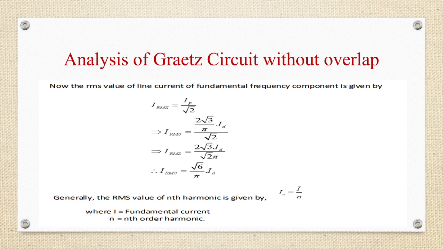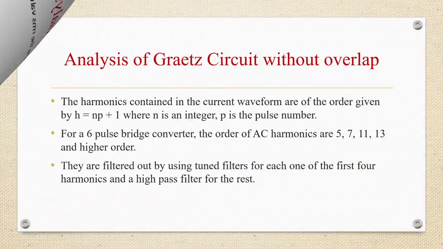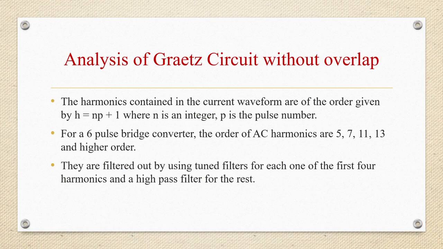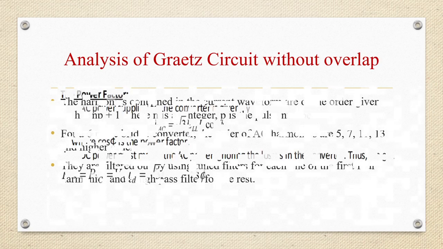Generally the RMS value of the nth harmonic is given by In equal to I by n, where I is the fundamental current and n is the order of the harmonic. The harmonics contained in the current waveform are of the order given by h equal to np plus 1, where n is an integer and p is the pulse number. For a 6 pulse bridge converter, the order of AC harmonics will be 5, 7, 11, 13 and so on. They are filtered out by using tuned filters for each one of the first 4 harmonics and a high pass filter for the rest.